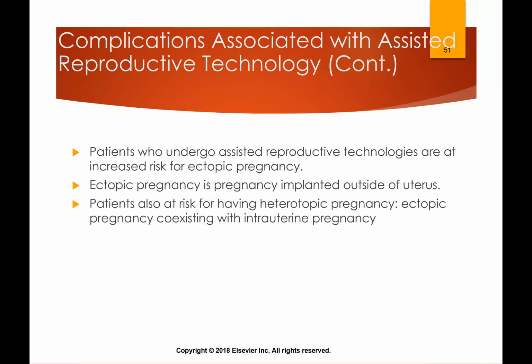Patients who also undergo assisted reproductive technologies are at an increased risk for ectopic pregnancy, which we've talked about too. Ectopic a little bit. We will talk about it more in a couple of chapters. Ectopic pregnancy is a pregnancy implanted outside the uterus. And a very rare complication is a heterotopic pregnancy, where you have an intrauterine pregnancy and then you have also an ectopic pregnancy that is coexisting.